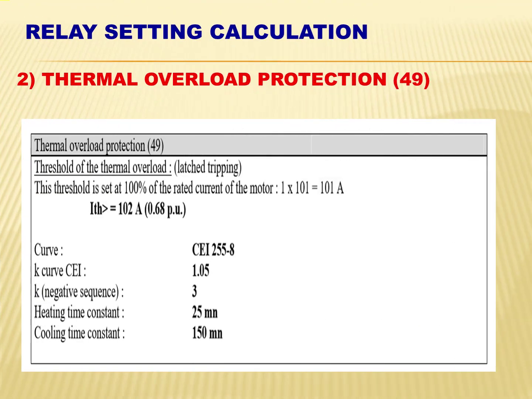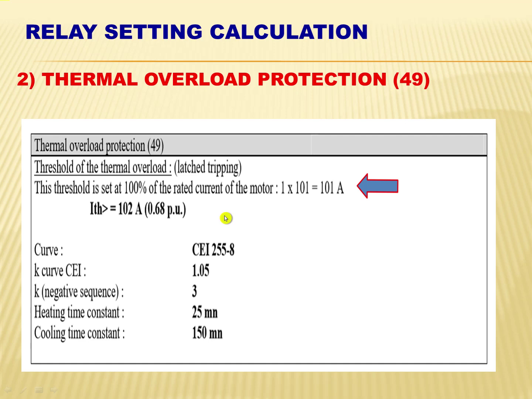Okay, next, our thermal overload protection. This is our first line of defense for the overload protection of the motor, called relay 49. From here, we'll just multiply our threshold setting by 100% on the rated current of the motor. That's why we have here around 102 ampere.